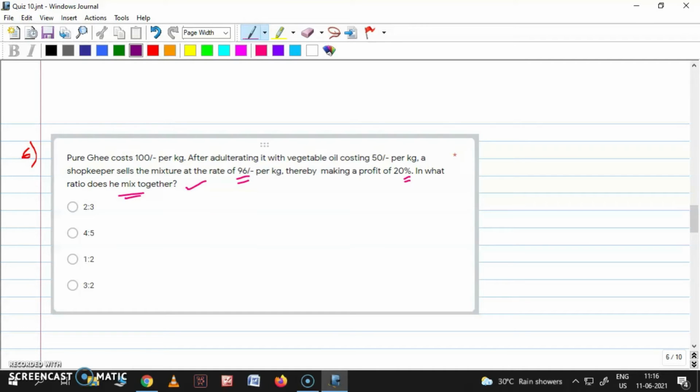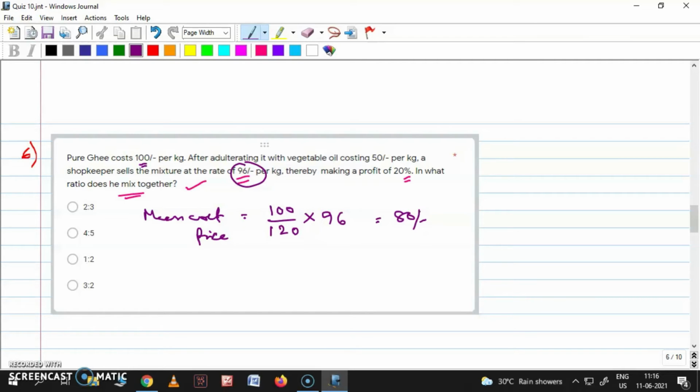What is the mean cost? We need to find the mean cost of it. That is equal to 100 divided by 120, because the cost is 100 rupees and there is a profit of 20, so 120 into 96. 96 is the selling price. So this is the mean cost price, which is equal to 80 rupees.